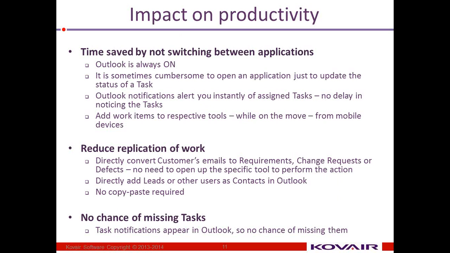So what are the impacts on productivity that we are gaining out of this? First is the time saved by not switching between applications. Here the "not" should be in capitals, because for example, I just need to close a task. For that, if I need to open up my MS Project, connect to my project server, open the task and mark as complete, I have wasted 5 minutes of my time. Instead, Outlook is always on. So all you need to do is go to your task pane and mark it as complete. That's all. It should get completed in all the other connected tools.